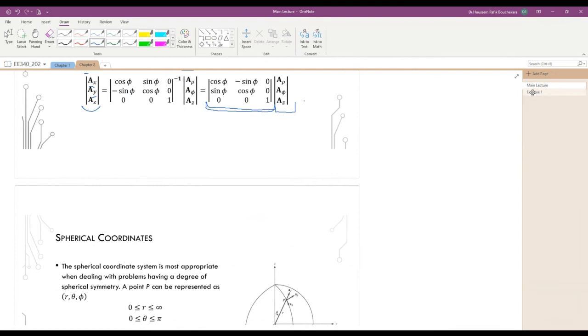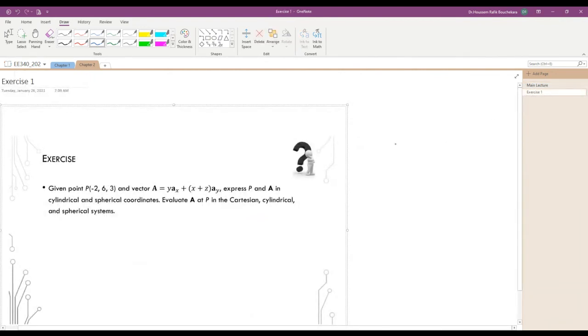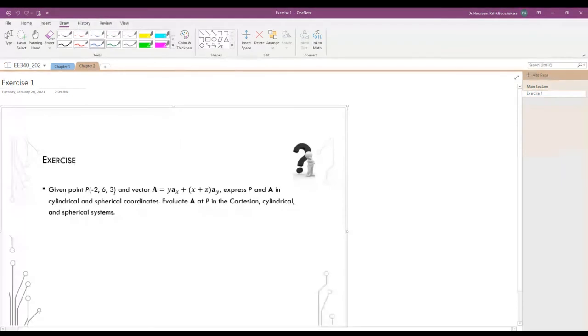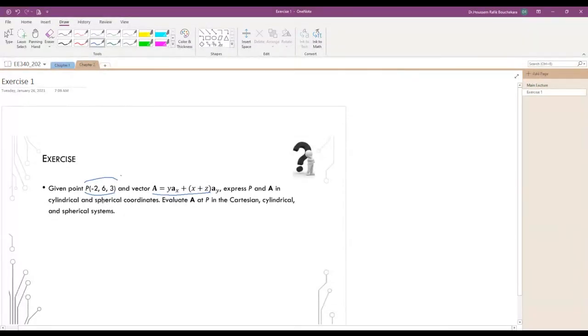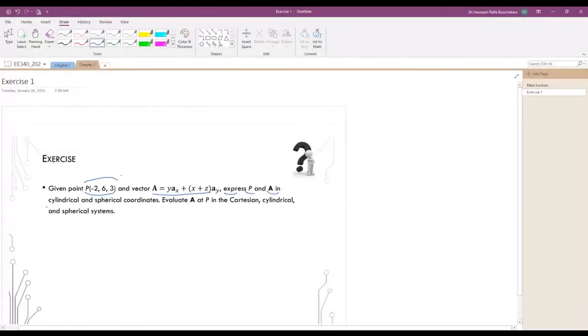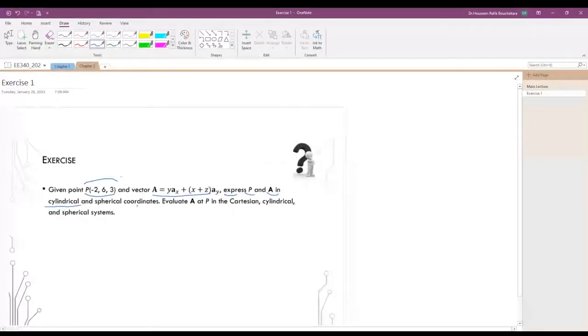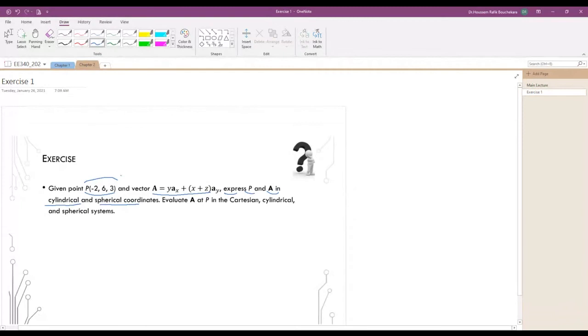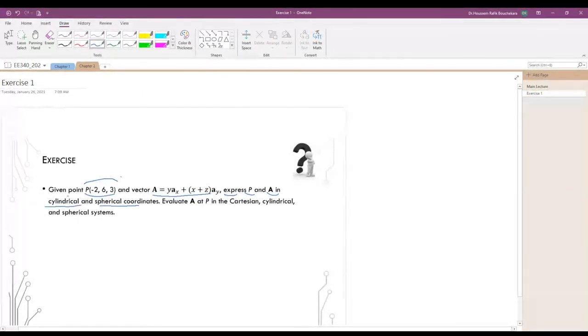Okay, let's start the exercise a little. Look guys, we have a point P and a vector A. Both the point and the vector are represented in a Cartesian coordinate system. The question: express P and A in cylindrical and spherical coordinates. Okay, we will start only with the cylindrical today.